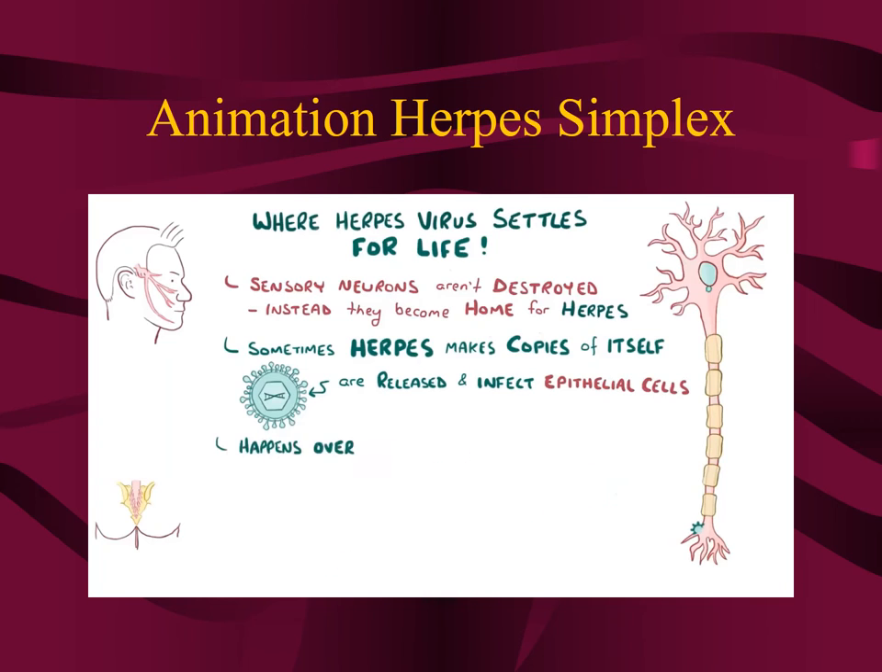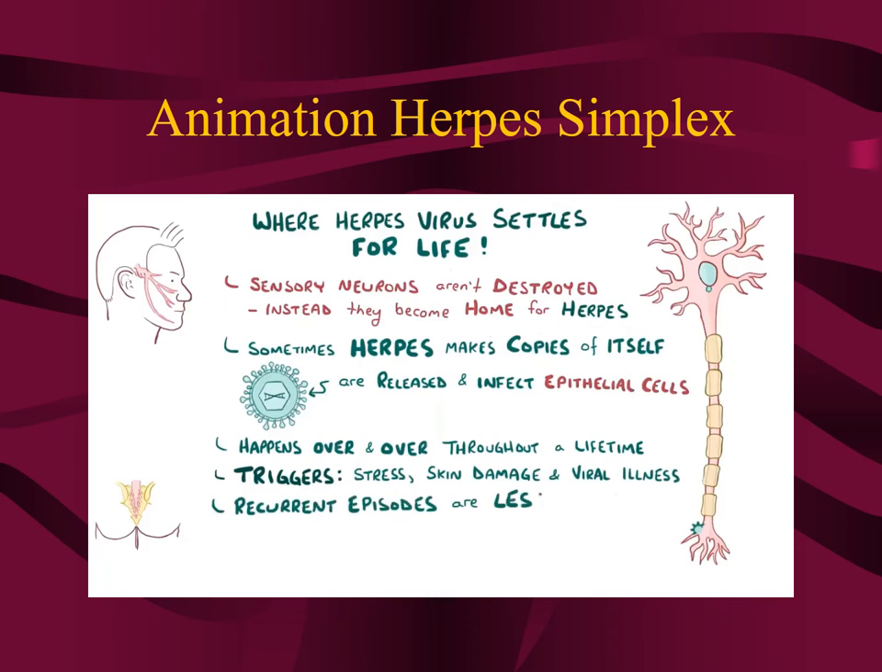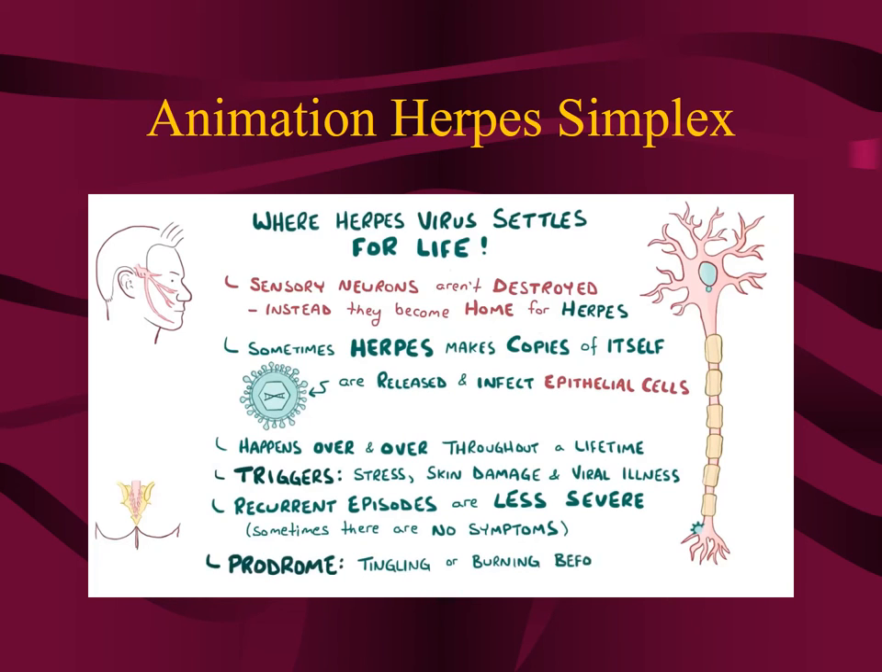This can happen over and over again throughout a person's lifetime, with classic triggers being things like stress, skin damage, and viral illnesses. Recurrent episodes are usually less severe than the primary infection, and sometimes there are no symptoms at all. When there are symptoms, there might be a characteristic tingling or burning sensation, called a prodrome, 1 or 2 days before the blisters appear.